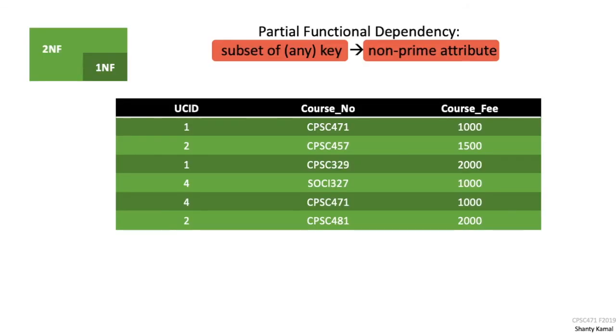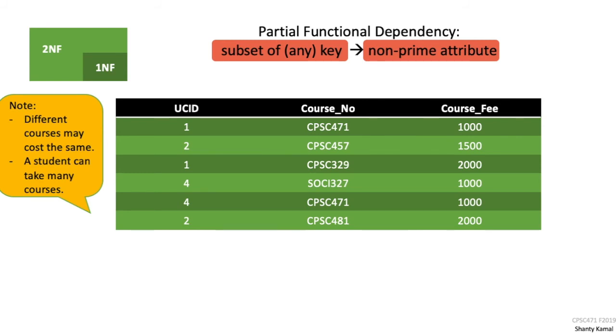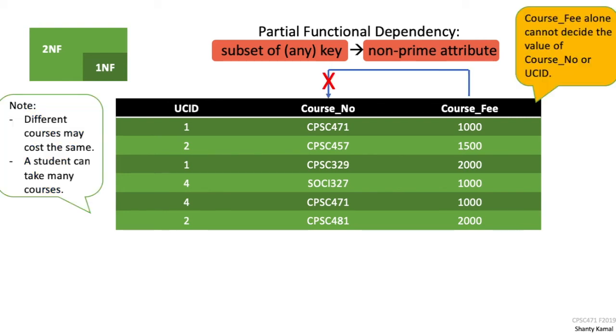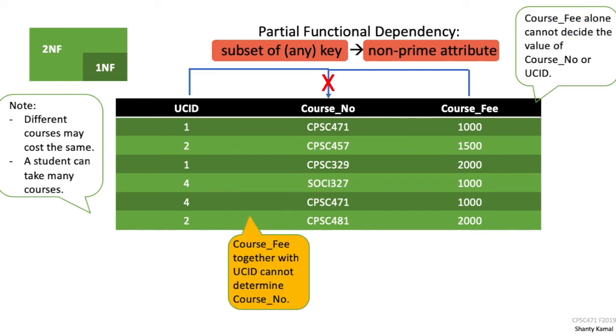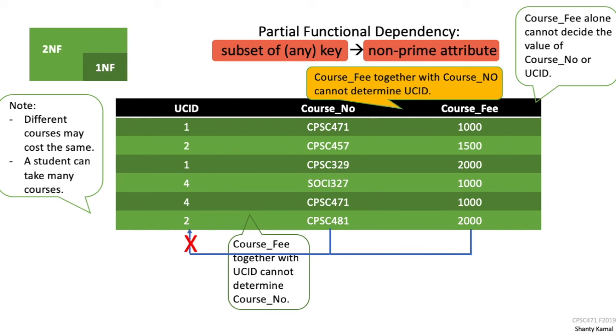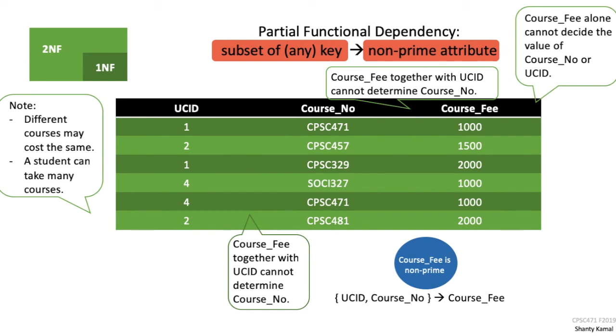Let's look at an example of a relation and see if it is in 2NF. You may be given a question like this with a table where you need to infer dependencies that may exist yourself. We see that a student can take many courses, so UCID cannot determine course number. Course fee alone cannot determine course number or UCID. Course fee together with UCID can also not determine course number. Course fee together with course number cannot determine UCID. So course number and UCID is going to be our only candidate key, since it can tell you how much a student paid for a particular course.